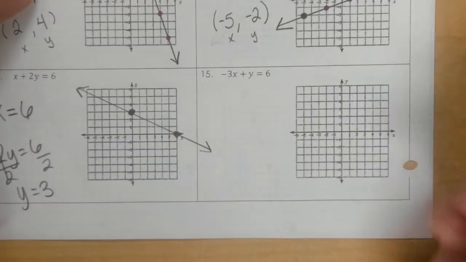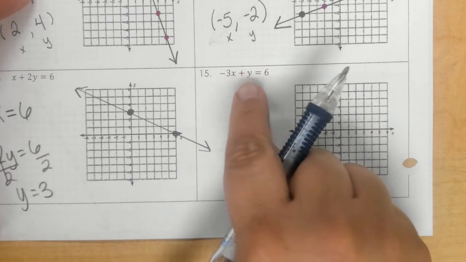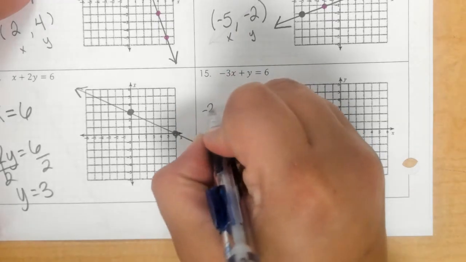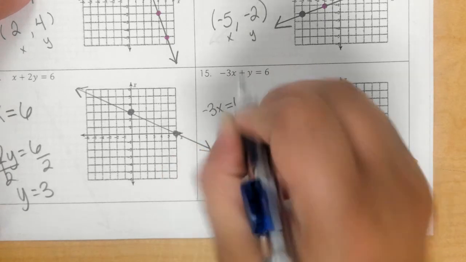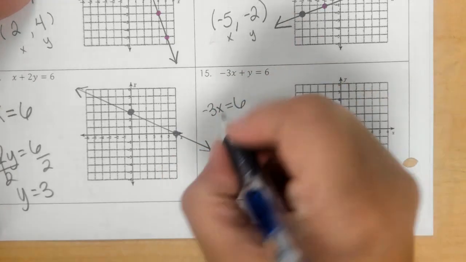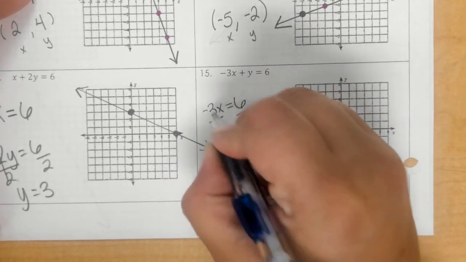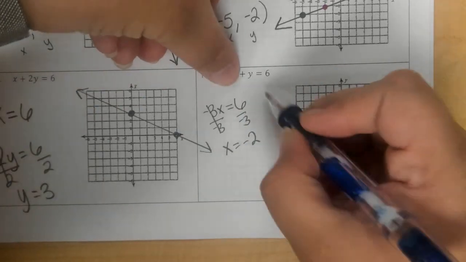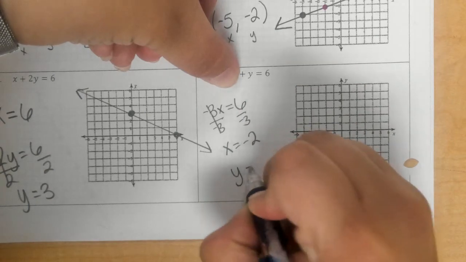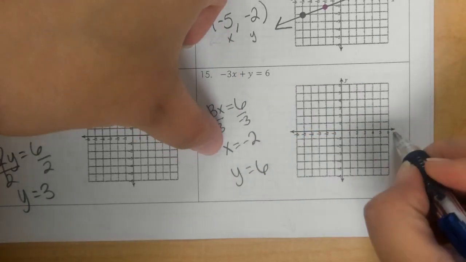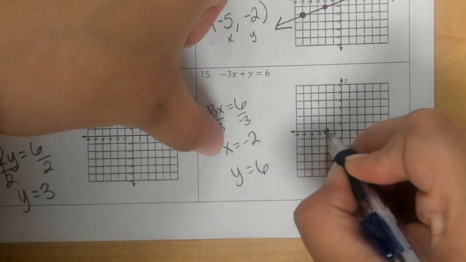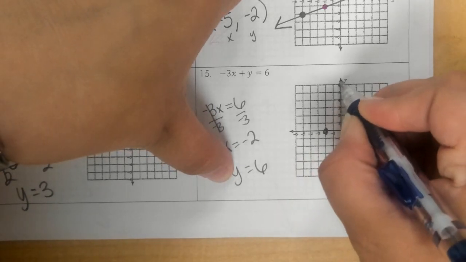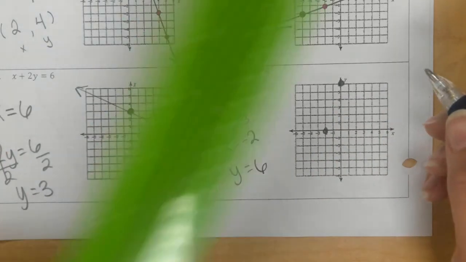Okay, and number 15, same idea. Cover up my y. I have negative 3x equals 6. Divide by negative 3, x is negative 2. Then for the y, it is just 6. So for x, put a point at negative 2. For y, put a point at 6. And then connect those 2 points.